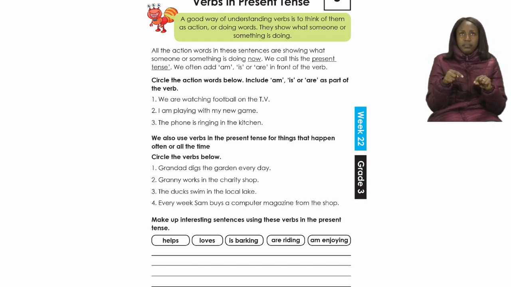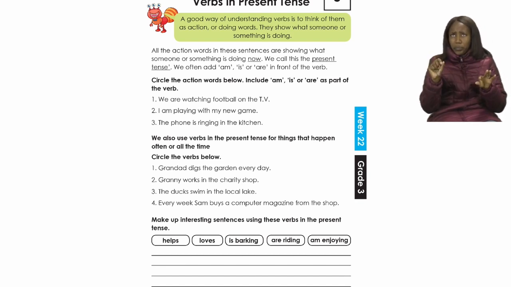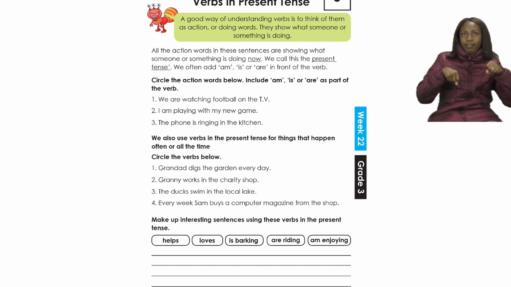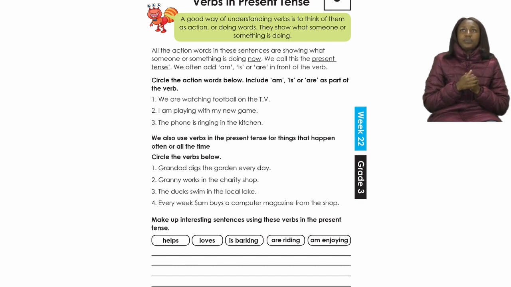So we're also going to look for those verbs as well. After that, it will be our job to make up an interesting sentence for the verbs that we can see below. We have the verbs helps, loves, is barking, are riding, and am enjoying. So let's take a look. We're going to do one for each of them.